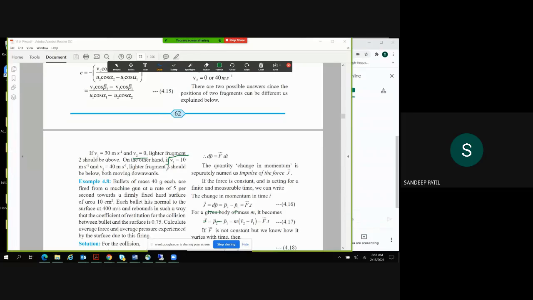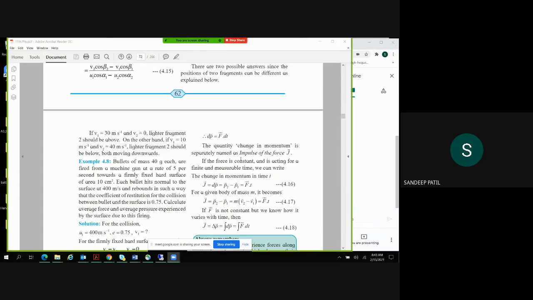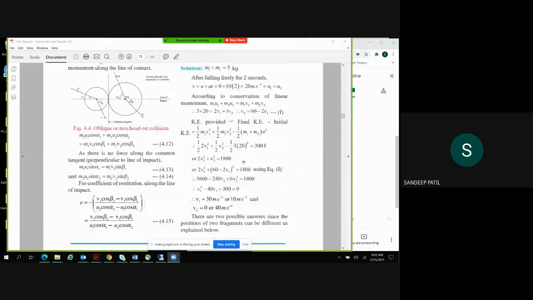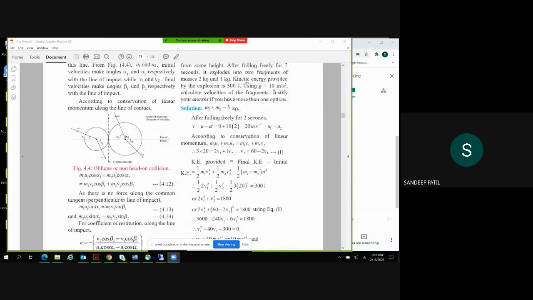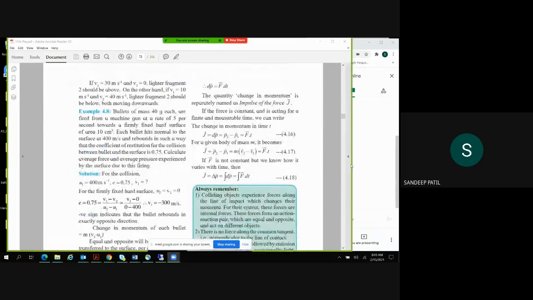So this way we can solve the problem for explosion, right? So this is the problem of explosion, where we use kinetic energy as well as conservation of linear momentum. If you have any doubt, please write in the chat box.